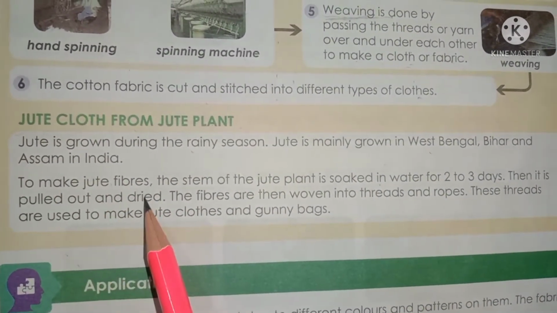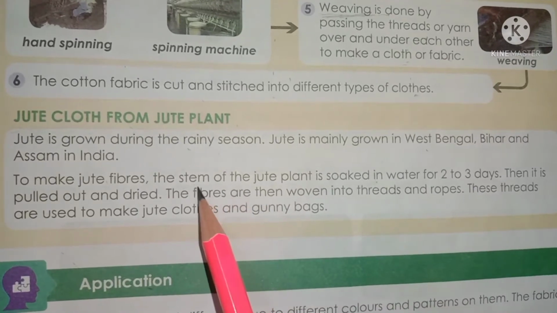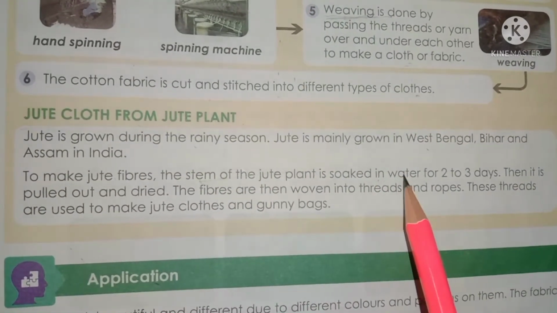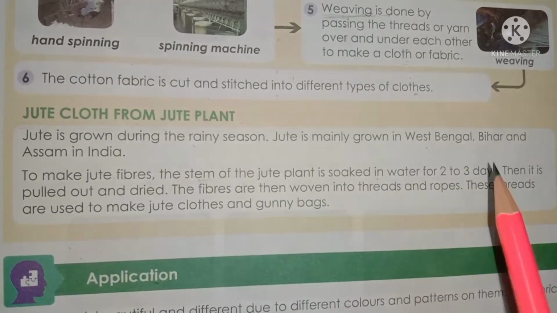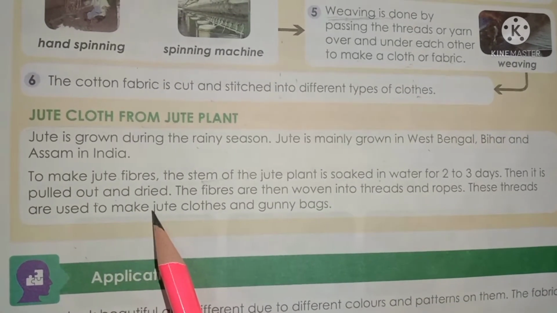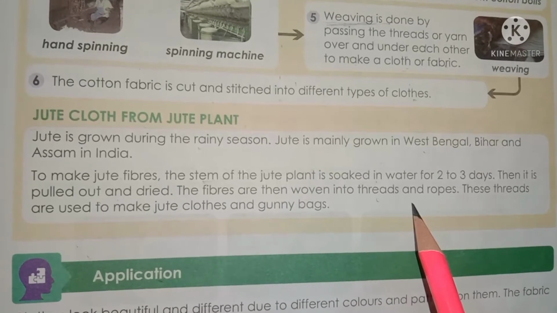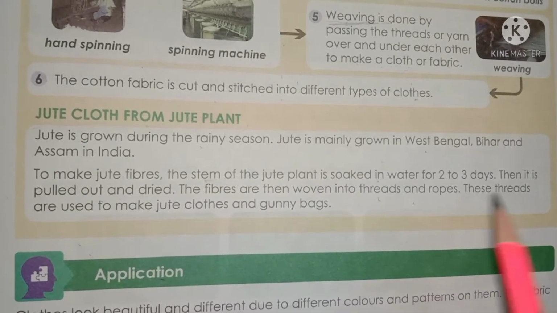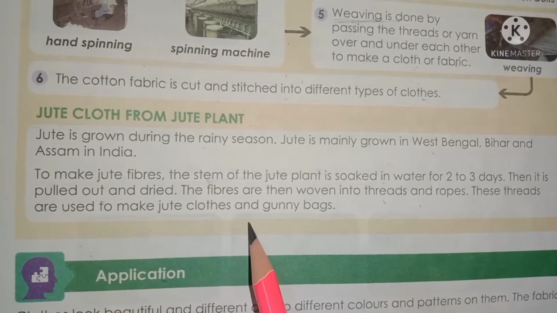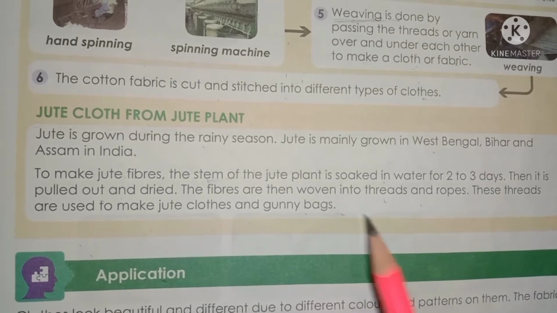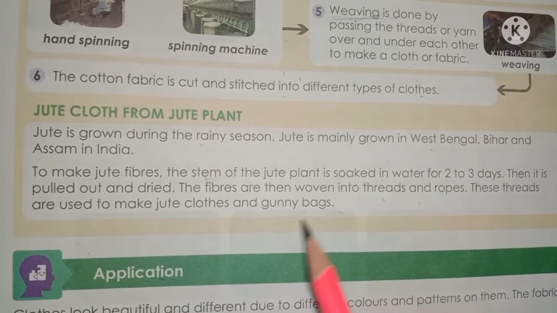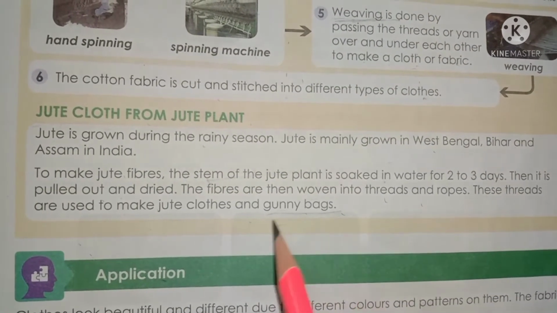To make jute fibers, the stem of the jute plant is soaked in water for 2 to 3 days, children. Then it is pulled out and dried. The fibers are then woven into threads and ropes. These threads are used to make jute cloths and gunny bags. Those big shopper bags we are using are called gunny bags.